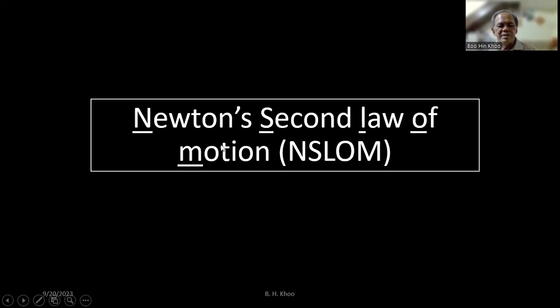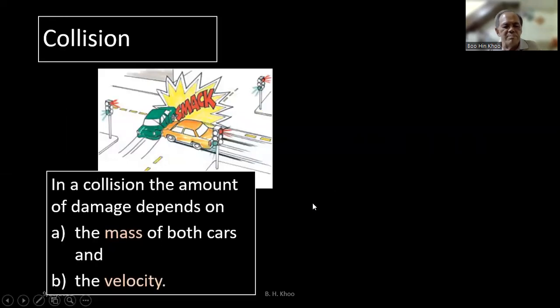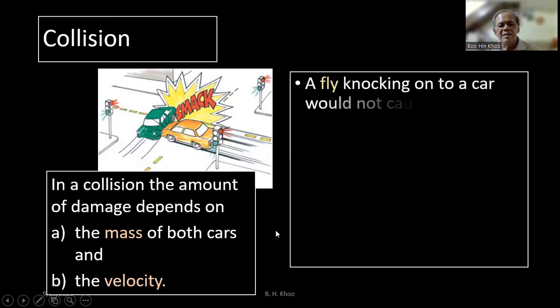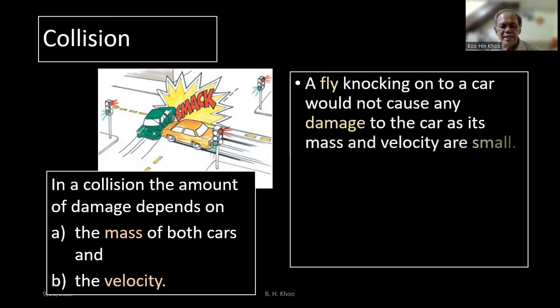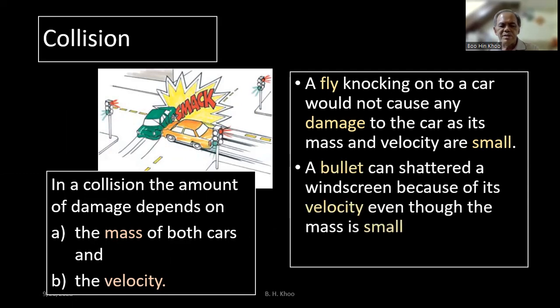Newton's second law of motion, NSLOM. That's my short form. Collision. In a collision, the amount of damage depends on the mass of both cars and the velocity. A fly knocking onto a car would not cause any damage to the car as its mass and velocity are small. A bullet can shatter a windscreen because of its velocity, even though its mass is small.